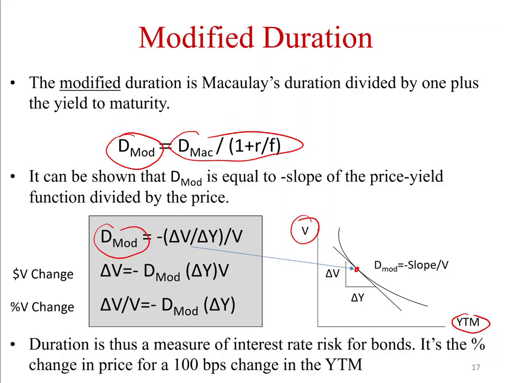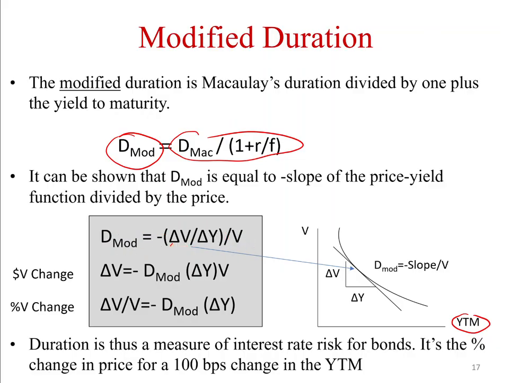The slope is change in V over change in y, rise over run. So you can think of the modified duration as minus the slope divided by the value of the bond. So it's kind of a percent change slope. Also notice that I put a negative sign in front of modified duration because the relationship between a bond's yield and price is a negative relationship, right? Not positive. But we always quote duration as a positive number, so it's minus the percent slope.